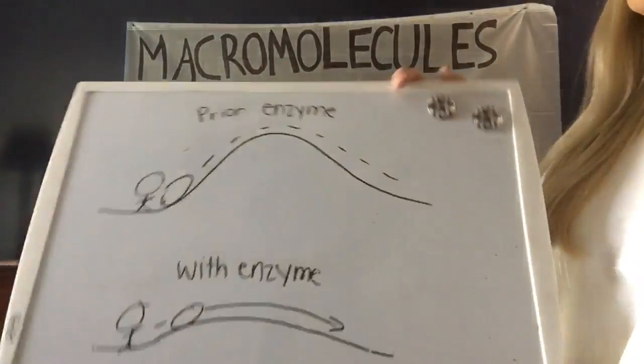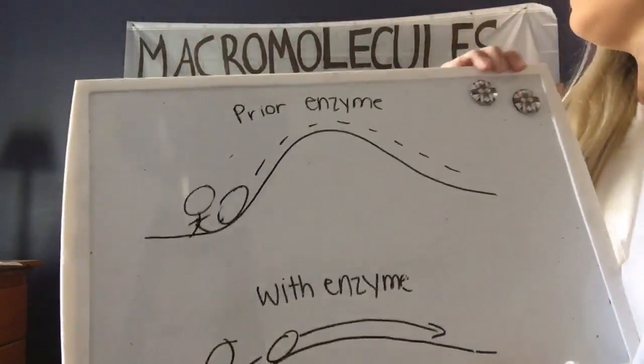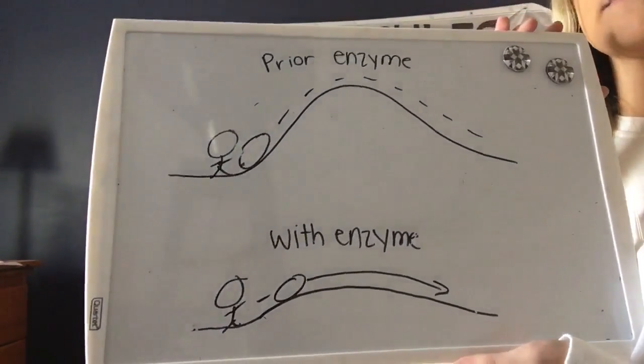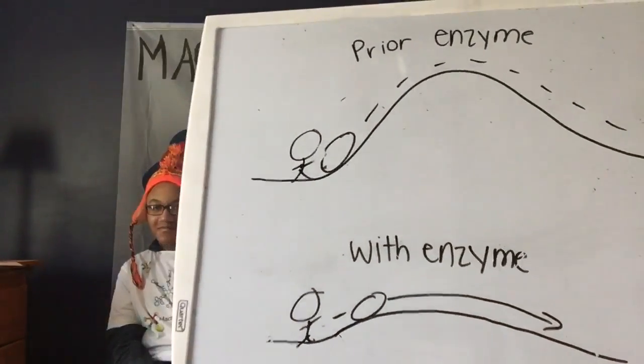Proteins do most of the work in a cell and act as enzymes. An enzyme acts as a catalyst and speeds up the chemical reaction process. So the man pushing the ball up the hill without the enzyme has it harder than with the enzyme, because the enzyme helps speed up the process.